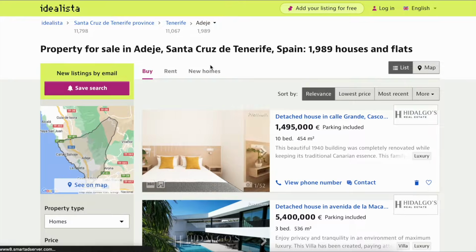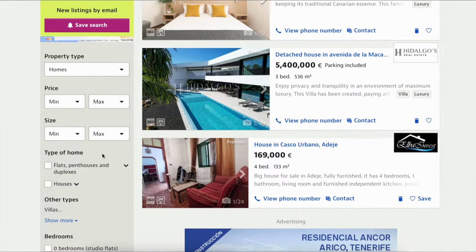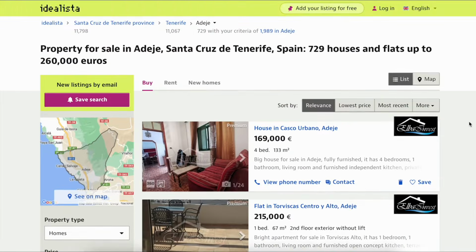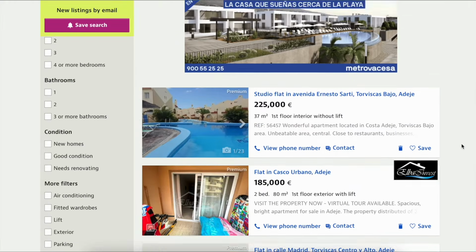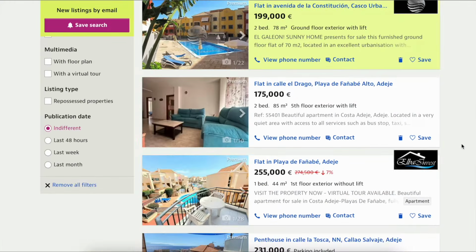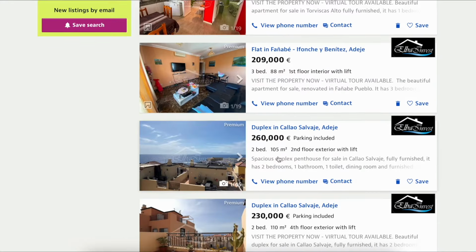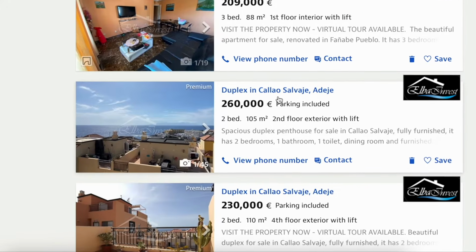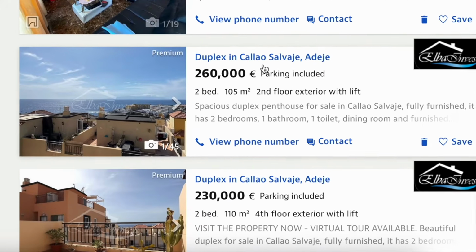For today's video, I'm not going to restrict too much. I am interested in everything that's in Adeje. I am going to put in my imaginary budget of 260. For the purpose of this video, I see here two duplexes in Callao Salvaje in Adeje. They seem very similar, and the bigger one is cheaper. I'm going to have a look at the more expensive one.